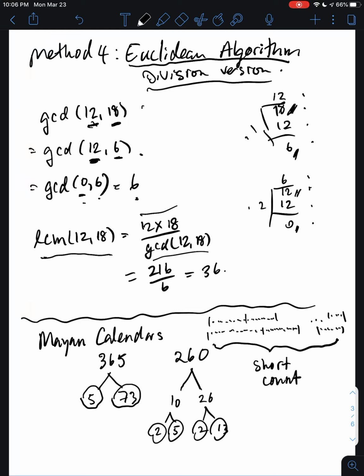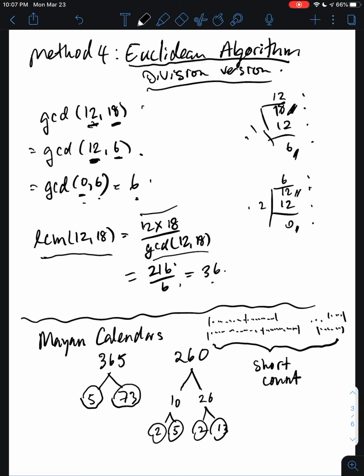So this is exactly the same as the previous page. Product is 216. The GCD was 6, as we determined up here. And so 216 divided by 6 is 36. So that's LCM is 36, and we see that 4 different ways. Doesn't matter which way, you'll always get the same answer by all these methods.